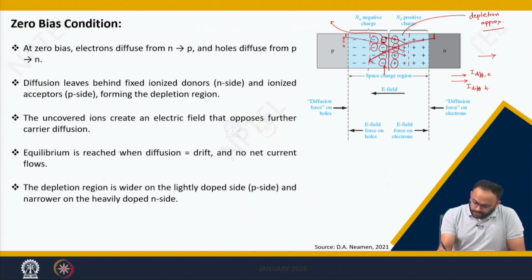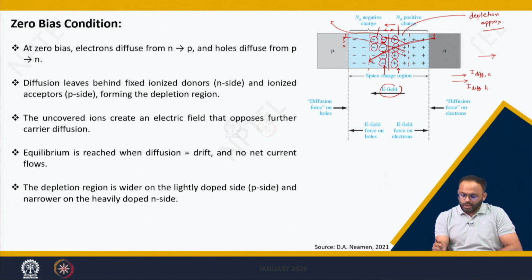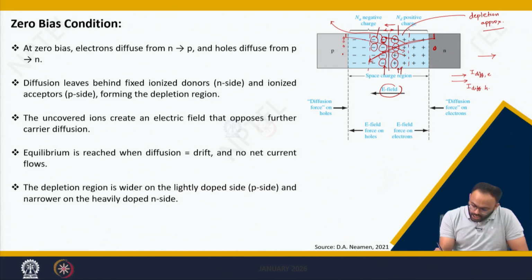Now, if there are immobile ions separated by some distance, then there will exist an electric field in this direction. That electric field is this. Because of this electric field, ultimately the flow of electrons and holes from their respective regions will be stopped, and hence an equilibrium will be established. Meaning, if there is a positive charge, this positive charge repels the holes and says, no, you cannot come now. So the flow of holes will get stopped. Similarly, because of these negative ions, the electrons get repelled in this direction, and hence the flow of electrons will stop.